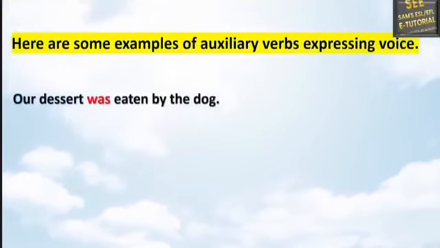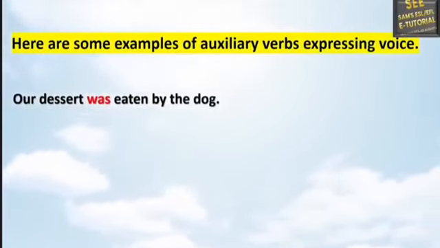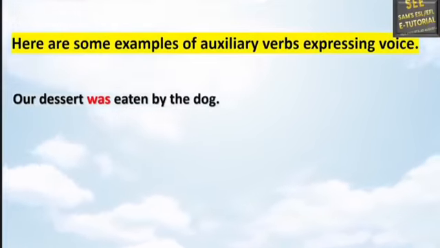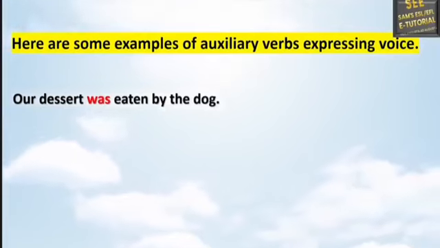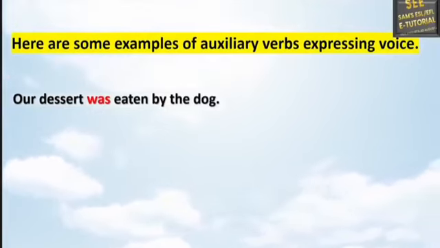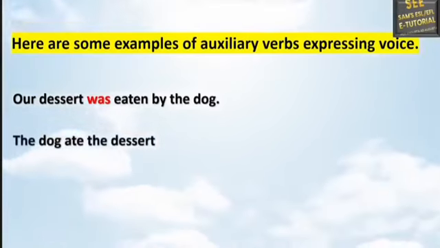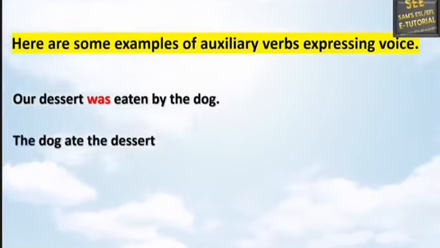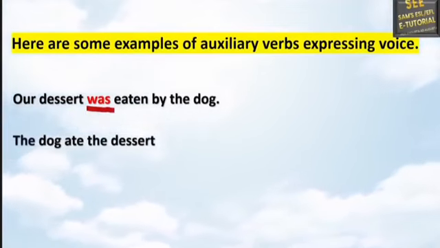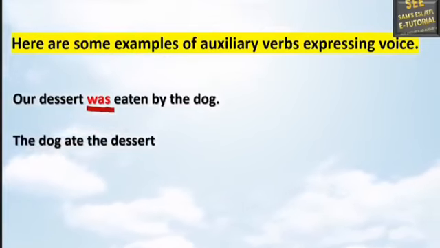Let's consider these examples. They are actually of utmost importance. Now, look at this. Our dessert was eaten by the dog. Now, take a look at that. Was has actually helped us to express a voice, and the voice expressed in this sentence, using the auxiliary verb was, is actually the passive voice.